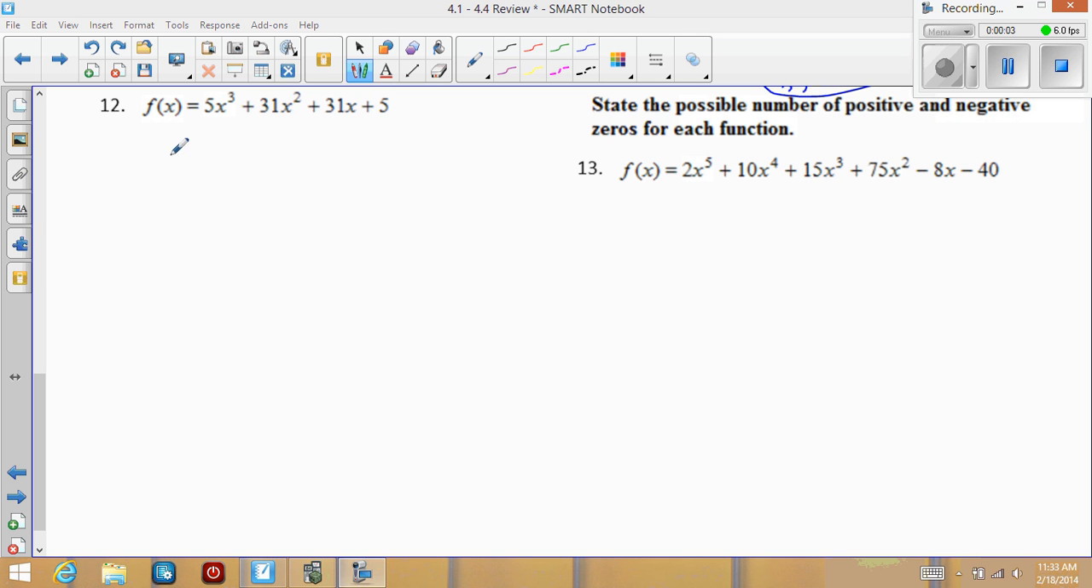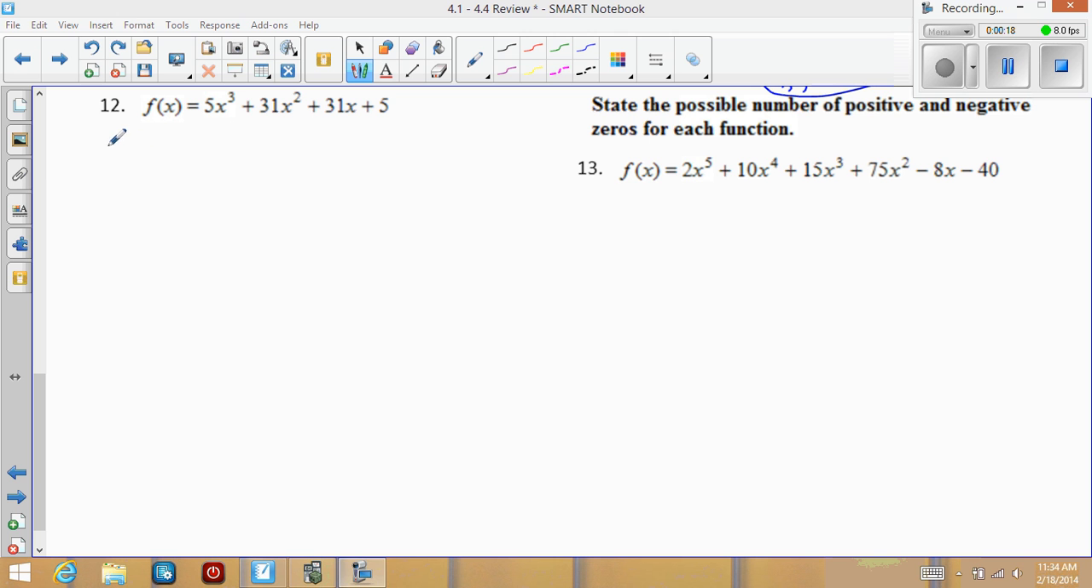Okay, here's number 12, which I actually forgot to do on the review paper. Sorry about that. And I will also do number 13. So in number 12, we need to state the possible rational zeros and then find all zeros.